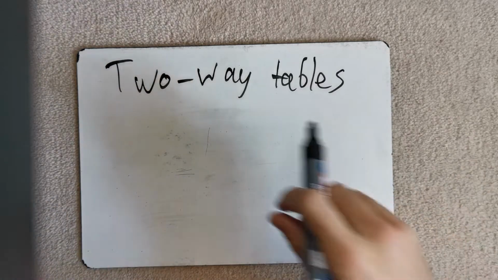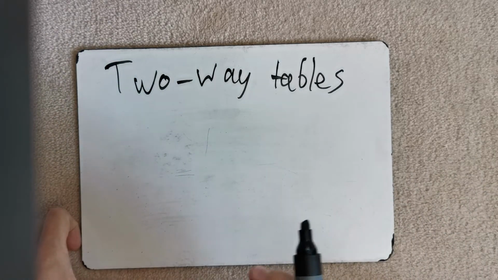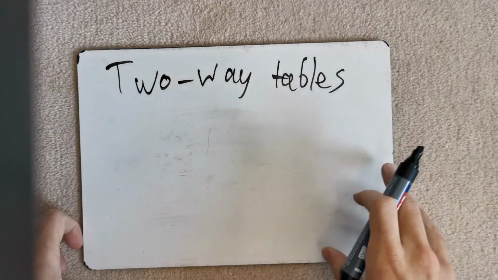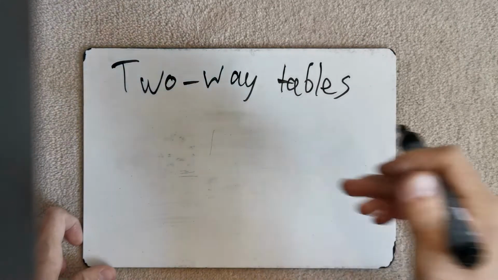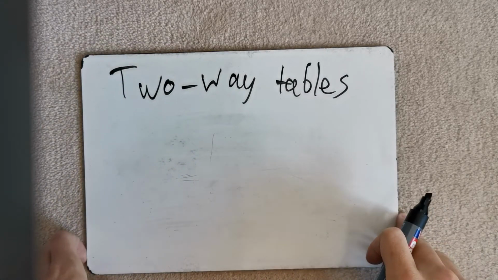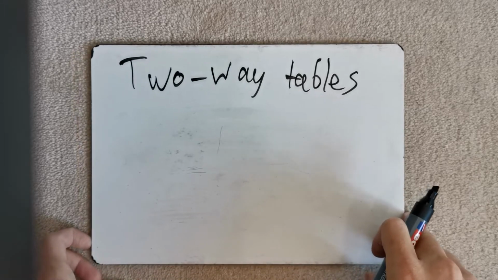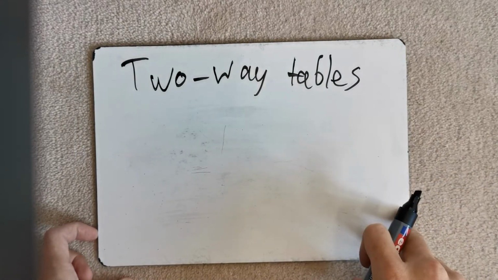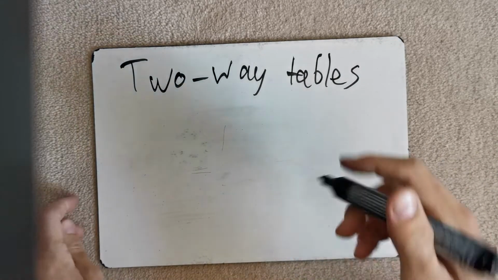Right, so let's do a quick introduction to two-way tables. All they are is literally another way of representing information. Other ways you can do this are with Venn diagrams, and you can do this with probability trees as well. But this is a very, very simple way. It's quite popular on the Foundation GCSE syllabus.